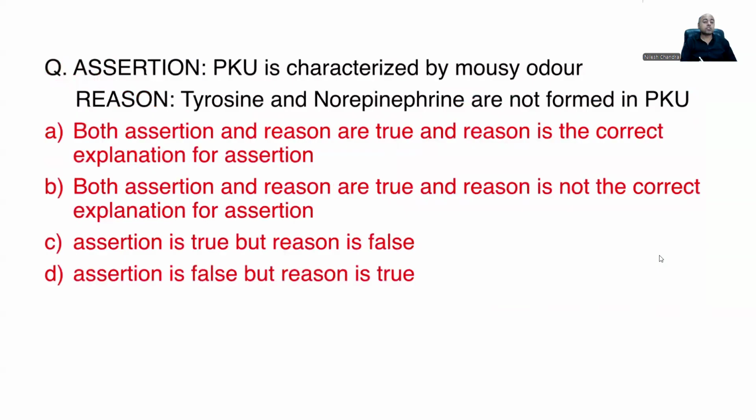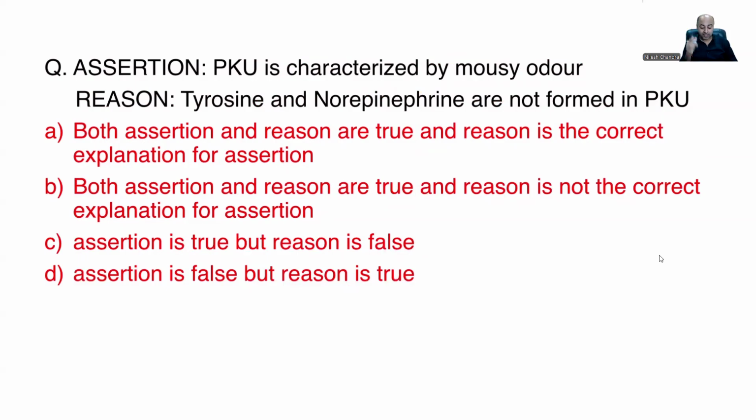Okay, now assertion reason question. Assertion is phenylketonuria is characterized by the mousy odor. The reason given is tyrosine and norepinephrine are not formed in PKU. Your options are: both assertion and reason are true, and reason is the correct explanation for assertion; both assertion and reason are true, and reason is not the correct explanation for assertion; assertion is true, but reason is false; assertion false, but reason is true.